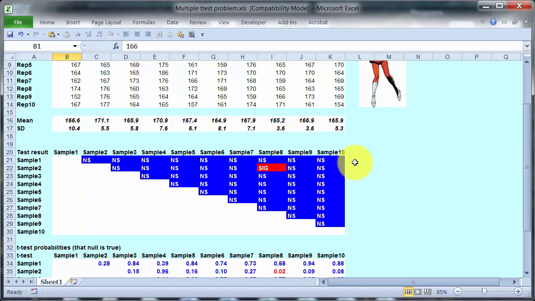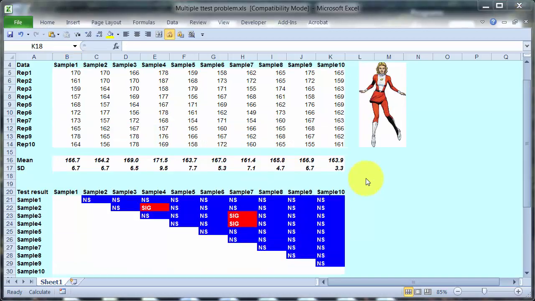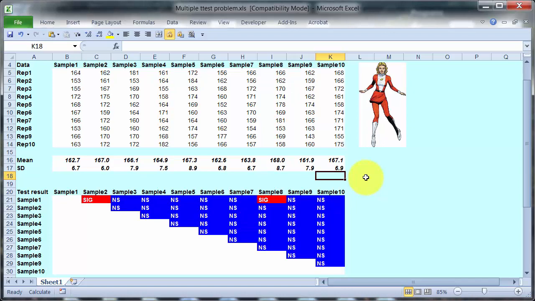So now if I press F9... Okay, for some reason this keyboard is acting a bit funny. I've got to go Shift F9. And still going a bit funny. So every time I do Shift F9, it's generating a new set of numbers. Now you can see in this case, we've come up with quite a lot more than just one significant difference. There's 2, 3, 4, 10, 11 type 1 errors in that set of tests. Sometimes none, but type 1 errors are not uncommon.